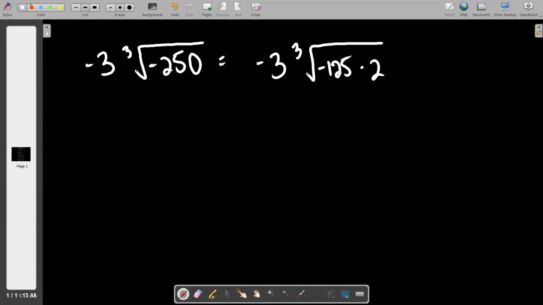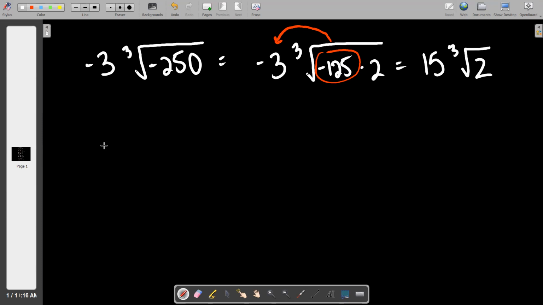So when you take the third root of -125, you don't get 5. You get -5. And when that -5 breaks out of jail and multiplies by that -3, it does become a positive 15. And then times what? Cube root of 2. Very good.